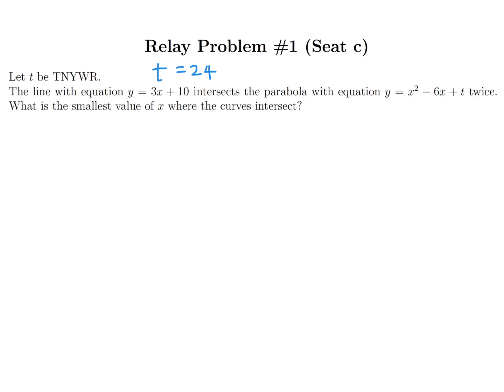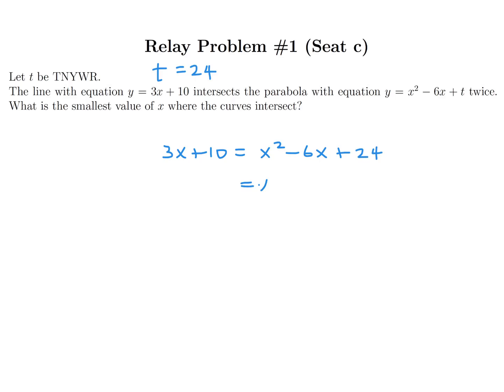The line y is equal to 3x plus 10 intersects the parabola with the equation y is equal to x squared minus 6x plus t twice. What is the smallest value of x where the curves intersect? Okay, so we have 3x plus 10, and we want them to intersect, so set them equal to each other. x squared minus 6x plus t, which is 24. So that's pretty much all you have to solve.